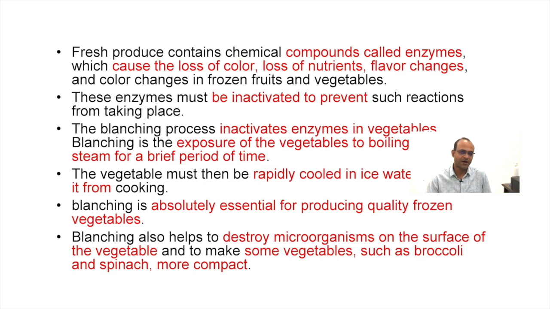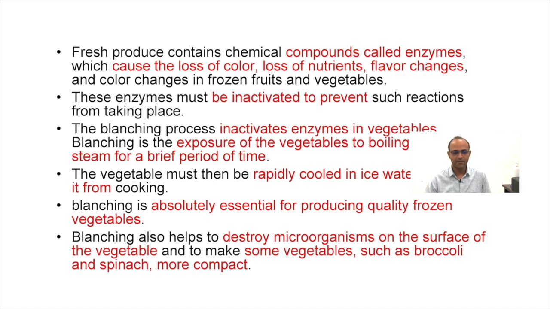This is a process which inactivates the enzymes in the vegetables. So what happens in blanching? Blanching is basically the exposure of vegetables to boiling water or steam for a brief period of time. Then the vegetables must be rapidly cooled in ice water to prevent them from cooking. This is an absolutely essential process for ensuring the quality of the frozen vegetables.